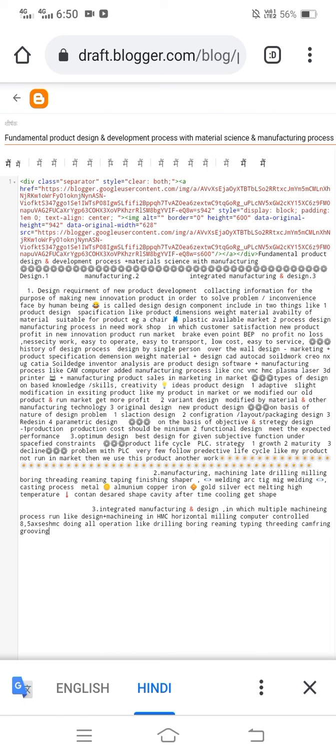casting process, metal casting process, in which metals such as aluminum, copper, iron, gold, silver, and many other metals, etc., are melted at high temperature and poured to contain the desired shape in a cavity. After cooling, sometimes we get the shape.